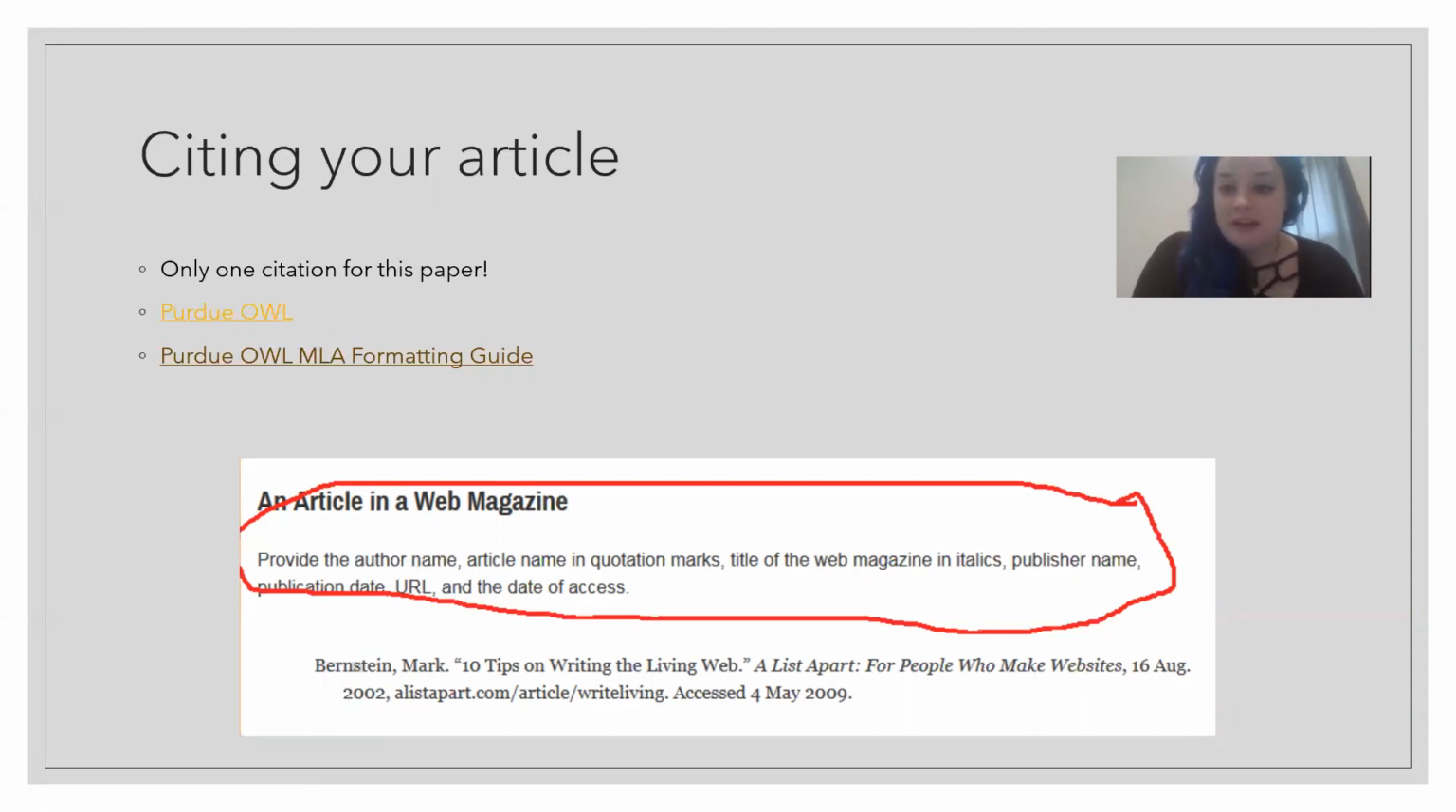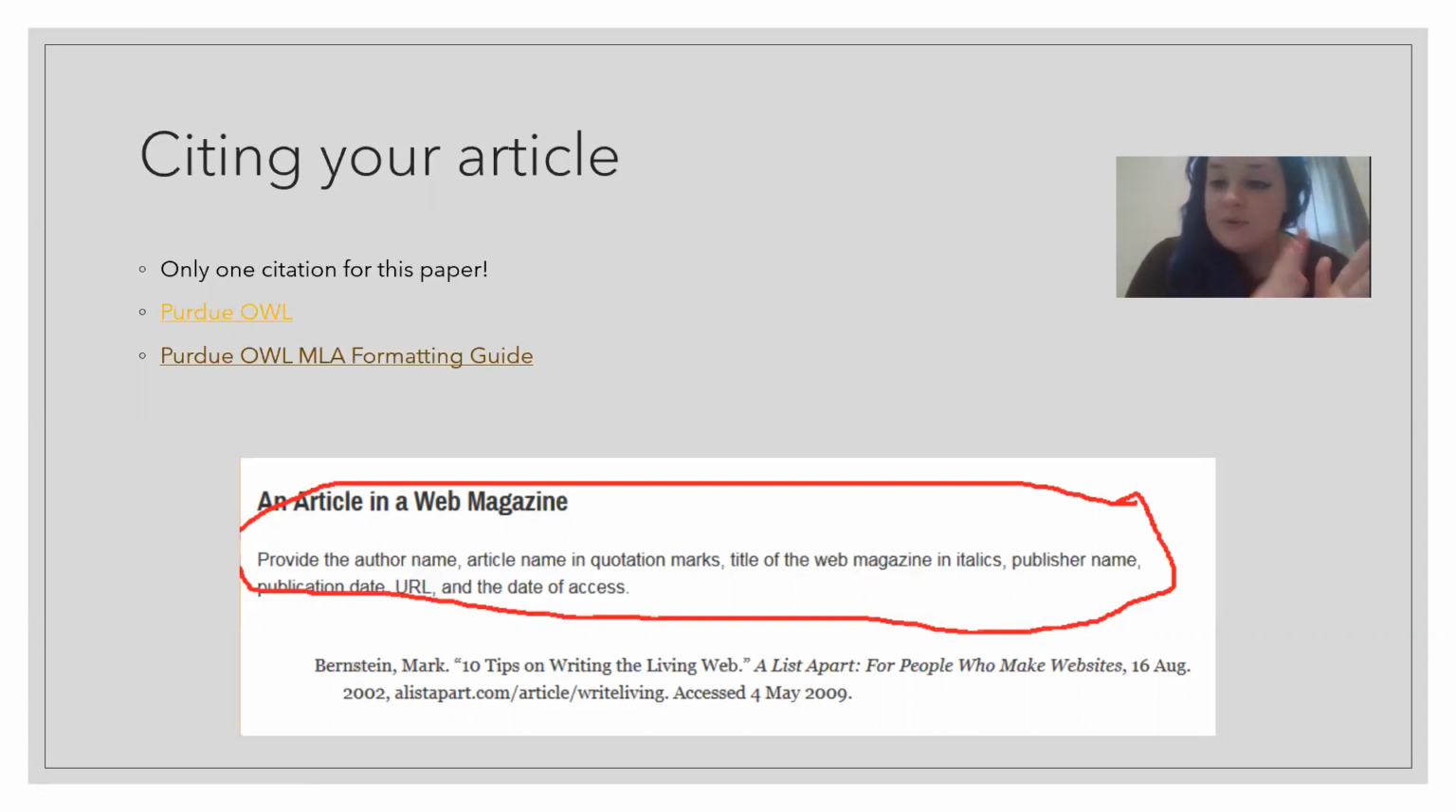Citations are so specific and they vary between disciplines. I'm sure you are all familiar with MLA. But you might have also heard of things like APA or Chicago, and there are more than that, but they all have different ways of citing information.